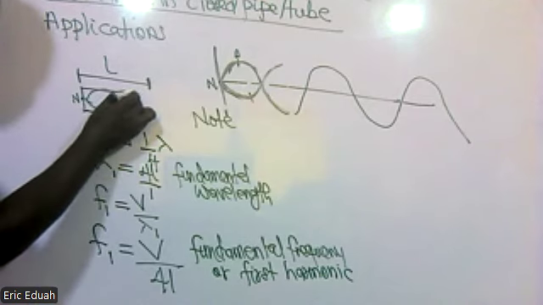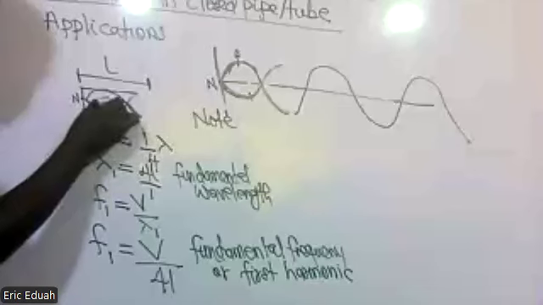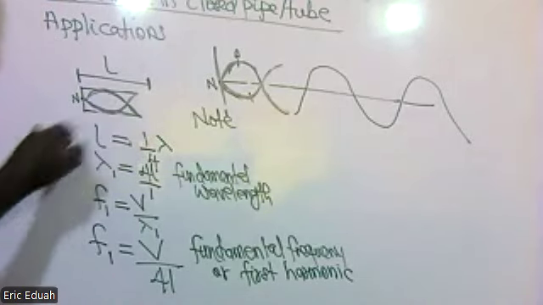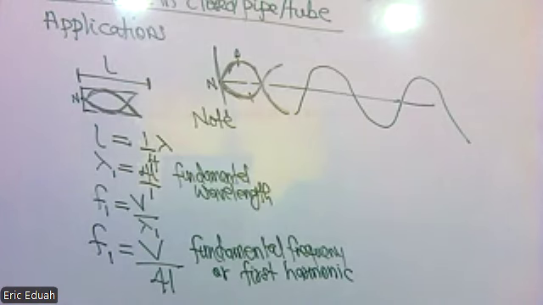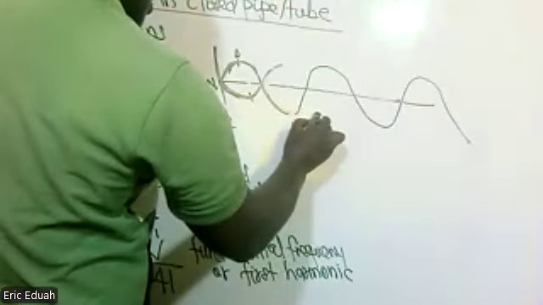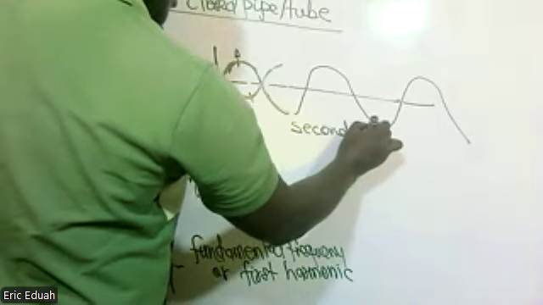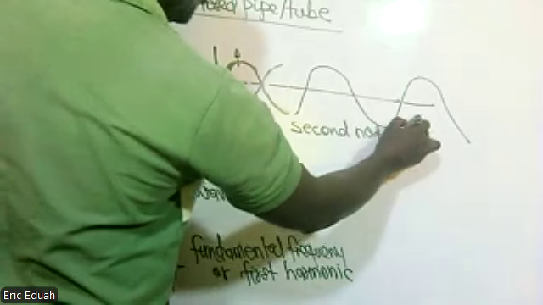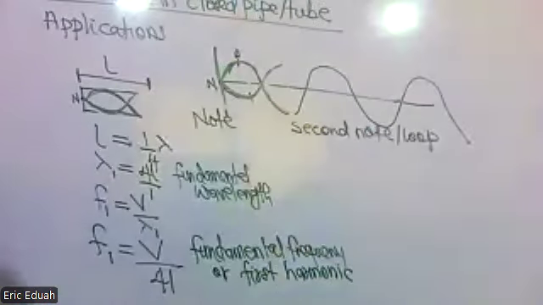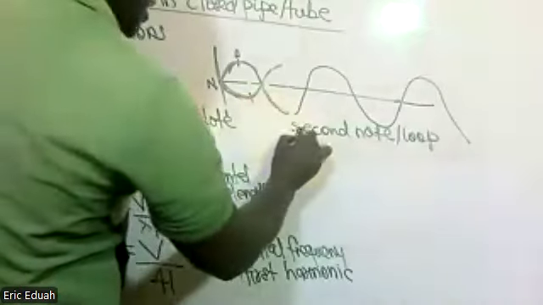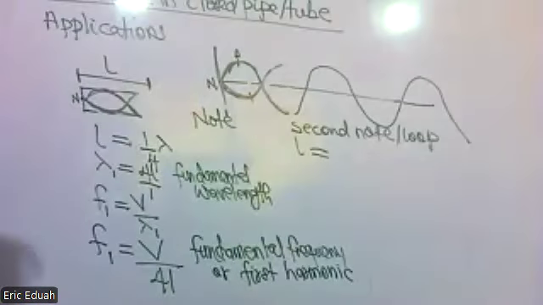And when you are drawing, add aesthetics to it. So the second note, or loop, has this shape. So L is the length of the tube. What will be the wavelength of the note? What is the wavelength of the note? Class, what's the wavelength of this note?